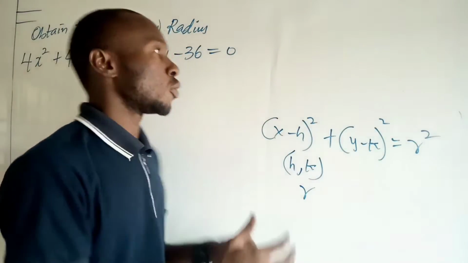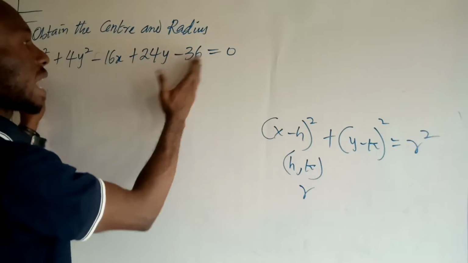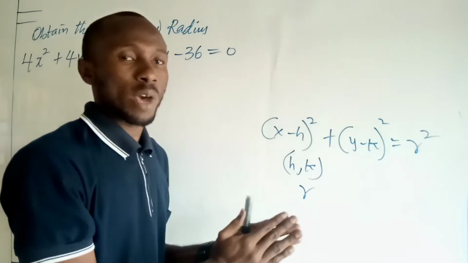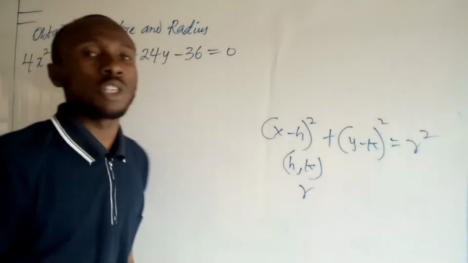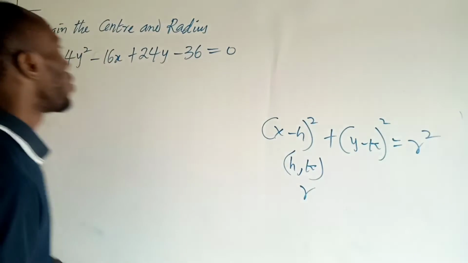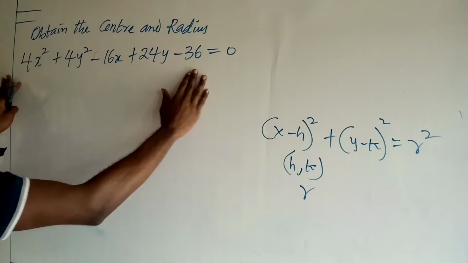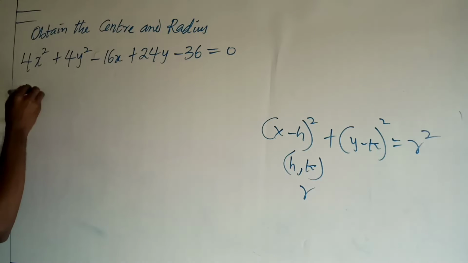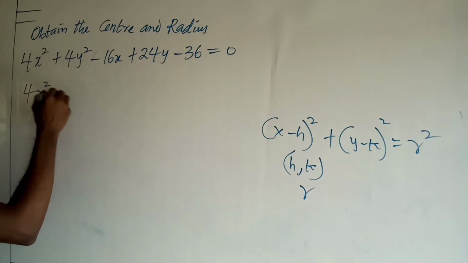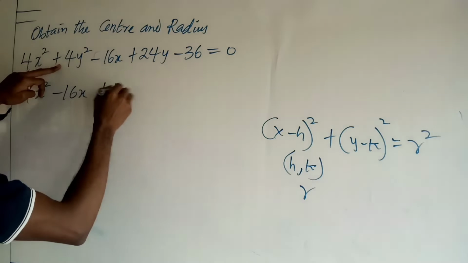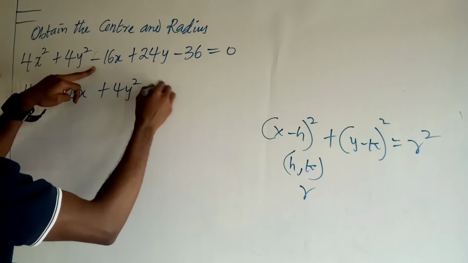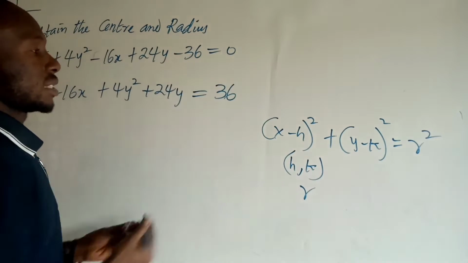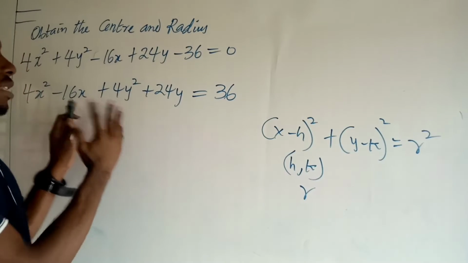Now, the next thing I want to do is look for a way to write these in this format, and the way we can go about it is by completing the square. So let us complete the square of this equation right now. Okay viewers, you look at this equation. I want to take the x to the x and the y to the y. So I have 4x squared minus 16x, then plus 4y squared plus 24y equals positive 36. I've just taken the x to the x and the y to the y.